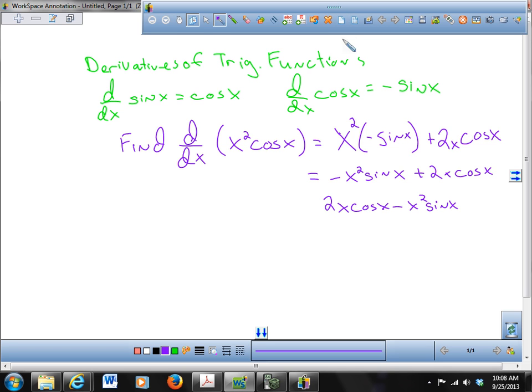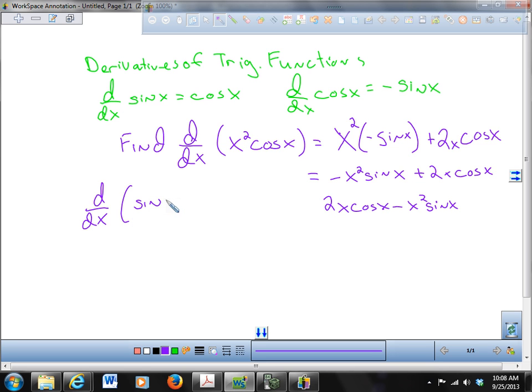Okay? So the next thing they talk about is, find d dx of, now we have to apply the quotient rule, sine of x over 1 minus cosine of x. So in this case, this is a place where you have to use the quotient rule. So it's low d high minus high d low over the square of what's below.